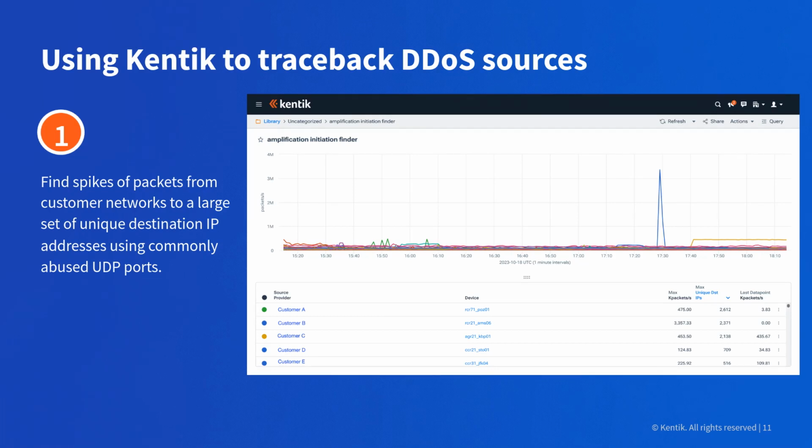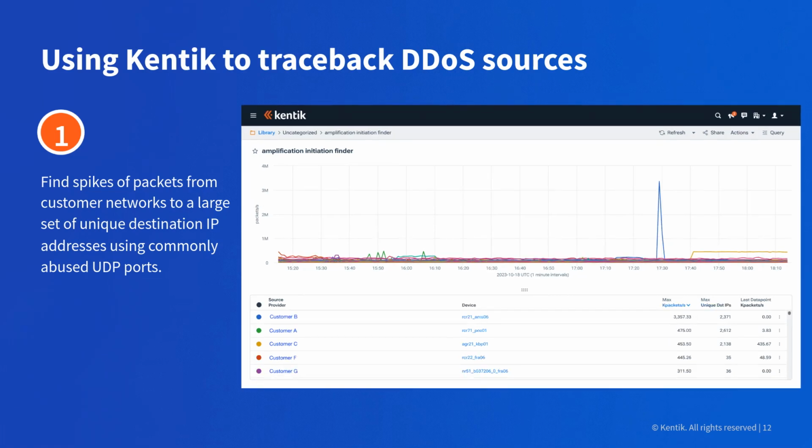In this case, we've done an initial sort by the max number of unique destination IPs. And you can see here that some of these are quite large in terms of the number of IPs that they're talking to, and also the number of packets per second that are being sent. And you can see here that the blue one, I think it's customer B, has a really huge spike from almost 0 to over 3 million packets per second. And those are going to over 2,000 unique destination IPs, which is a very good sign of an initiation of a reflection attack.